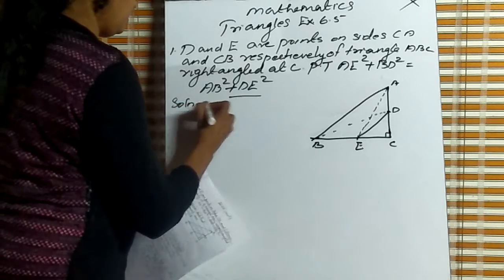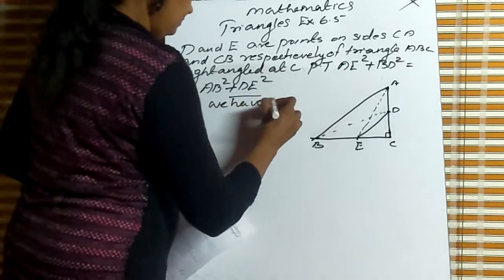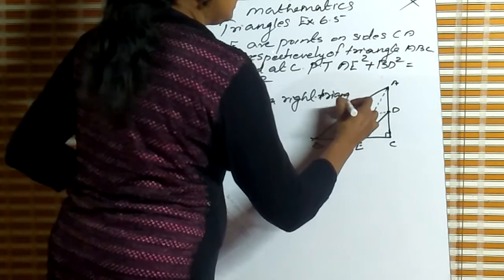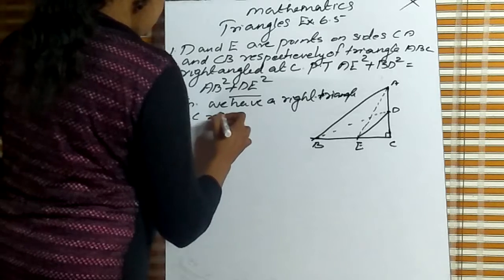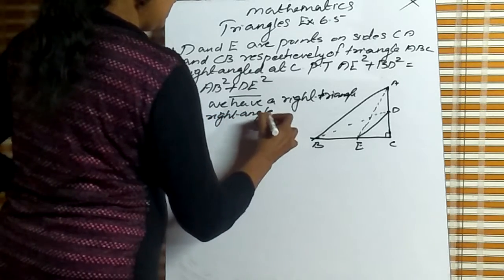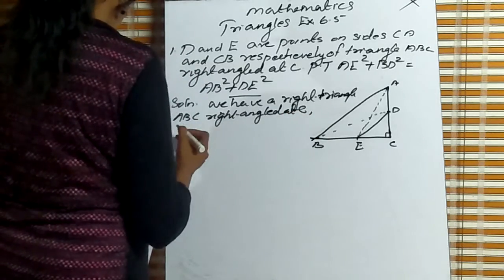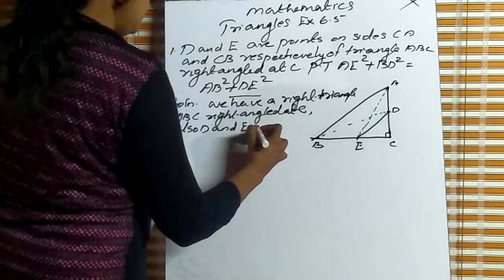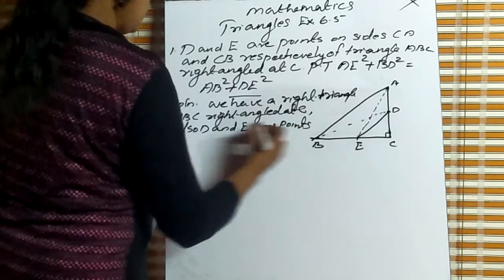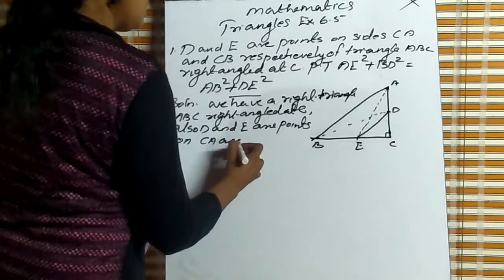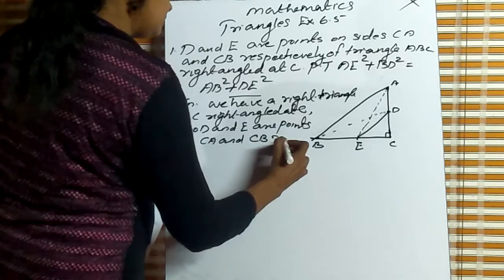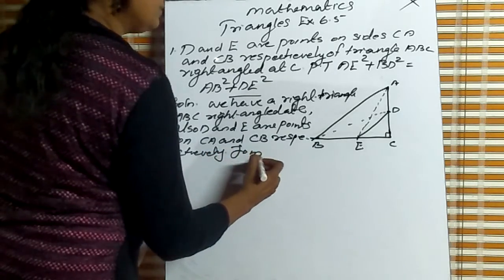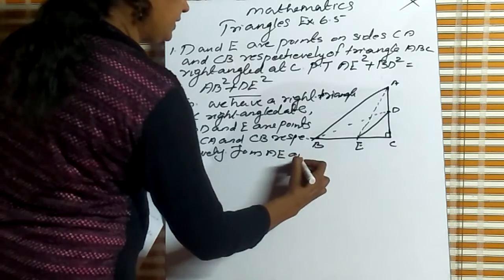Listen, solution. We have a right triangle ABC, right angle at C, also D and E are points on CA and CB respectively. Now join AE and BD.